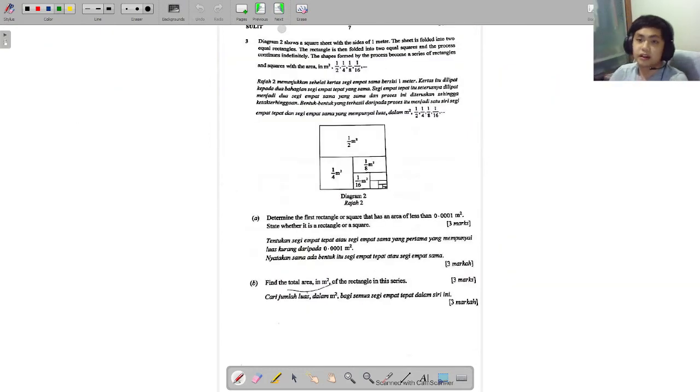So number 3, diagram 2 shows a square sheet with sides of 1 meter. The sheet is folded into two equal rectangles, then the rectangle is folded to become a square, and then this continues indefinitely. Determine the first rectangle or square that has an area of 0.0001 meter square. Determine whether this is a rectangle or square.